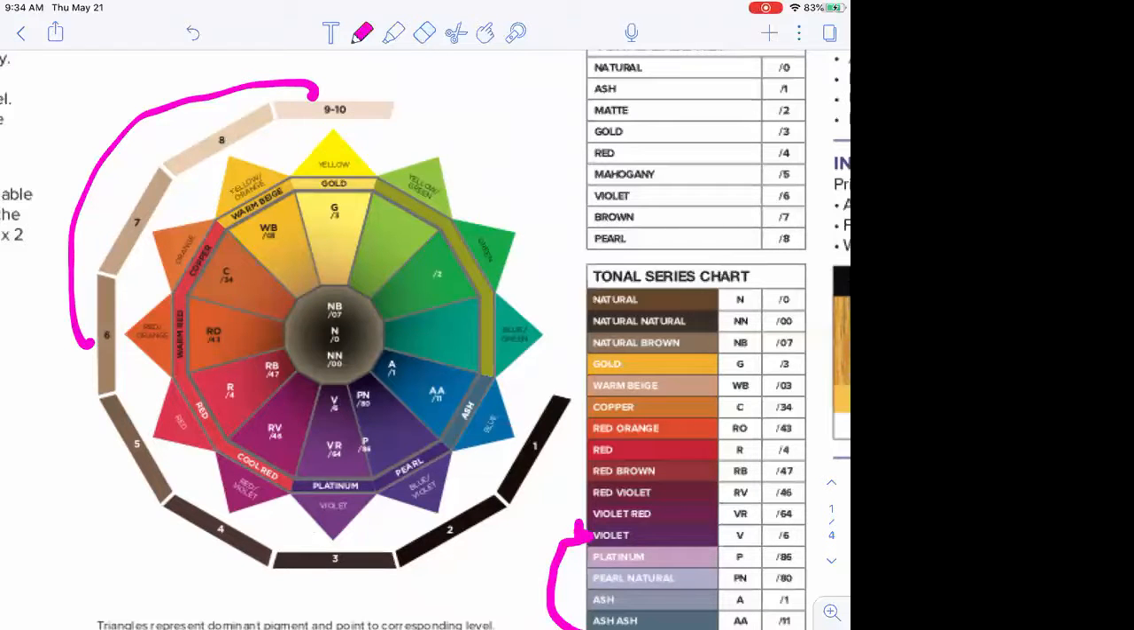If I add, so we all know the color wheel, right? So if I've got yellow orange hair and I add red violet to it, I'm going to end up somewhere in between, right? So whatever the midway point is here, I would end up with something, even though I put red violet on it, I'm still going to end up looking red orange.